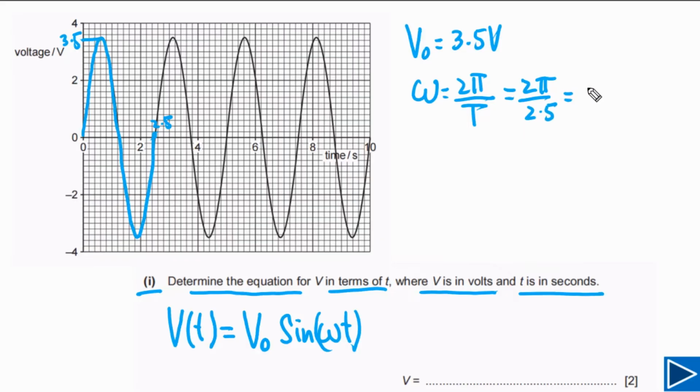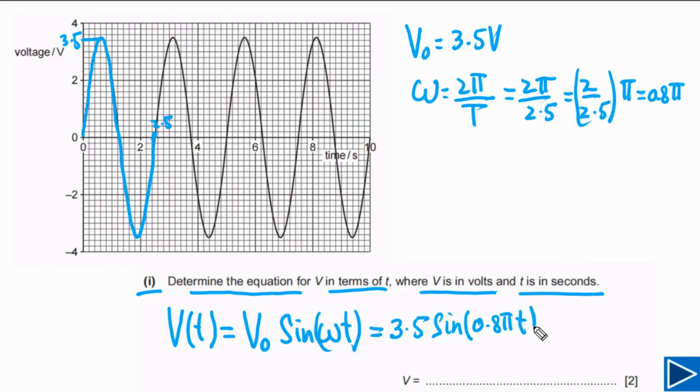If we simplify this, 2 divided by 2.5 multiplied by pi, we will get 0.8 pi, and this is the value of omega. Now we can write V equals 3.5 sine of omega t, where omega is equal to 0.8 pi times t, and that's all we need to write down for this question.